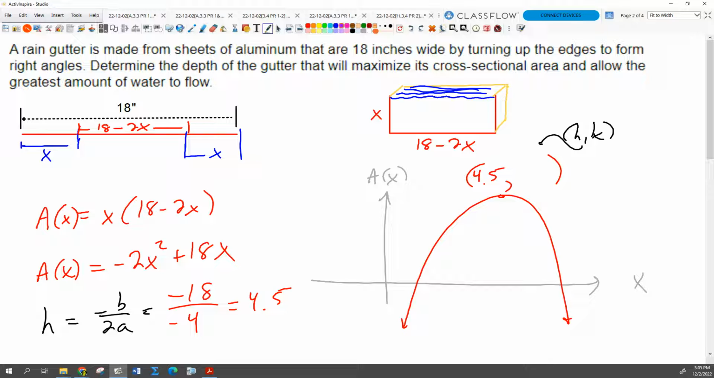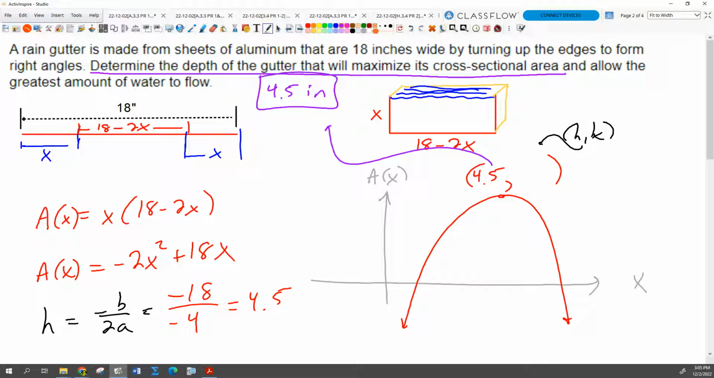Determine the depth of the gutter that will maximize the cross-sectional area? 4.5 inches. There it is. We got it, right? That's pretty cool. We could do that easily, right?